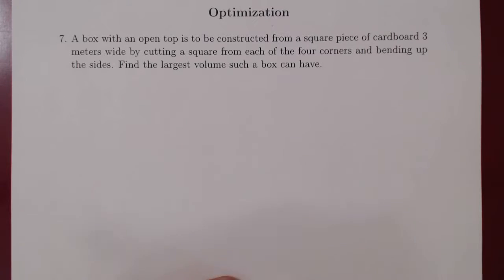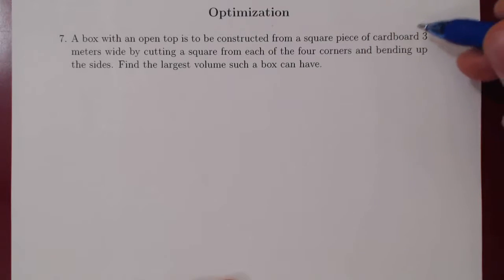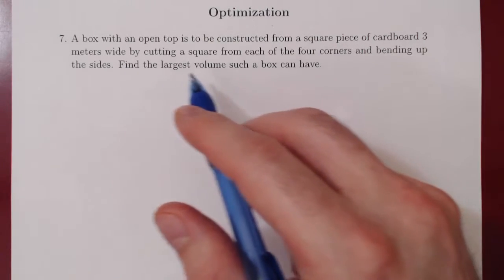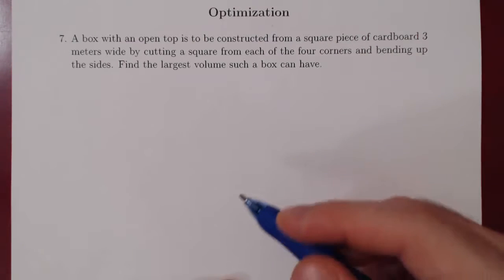And this is something you may have done when you were a kid, right? You have a square piece of cardboard. If you cut off a corner, a square, from each of the 4 corners, and you fold up the sides, you actually get a box with an open top. And now we're asking if you have a square piece of cardboard, 3 meters wide, and you cut a square from each of the 4 corners and form a box, we're trying to find a way to cut off the corners so as to maximize the volume of our box.